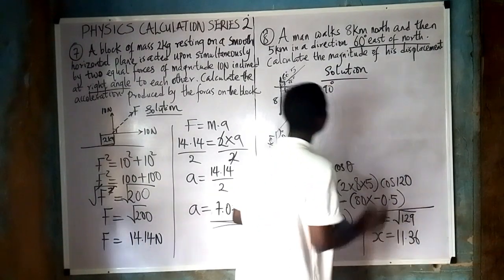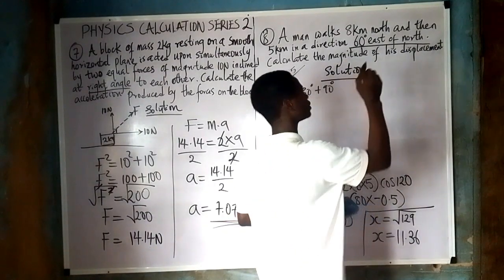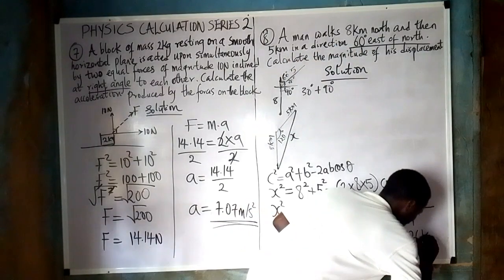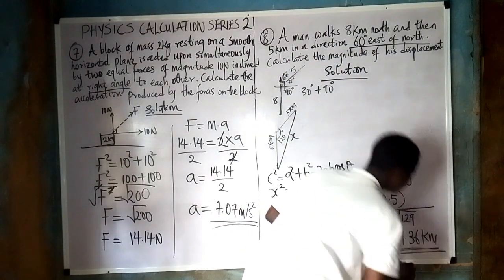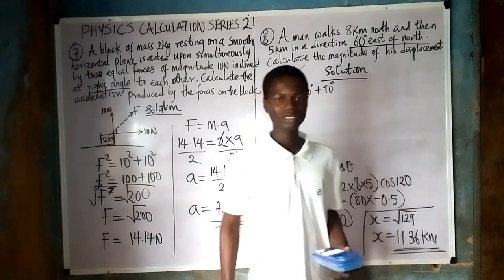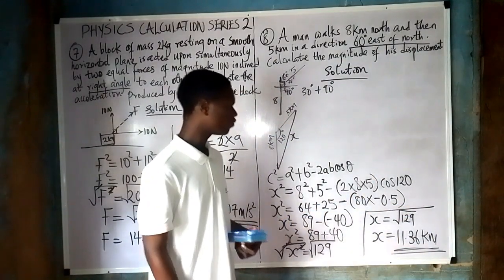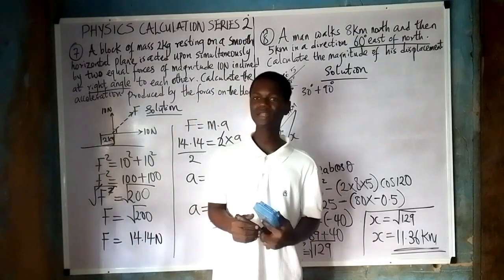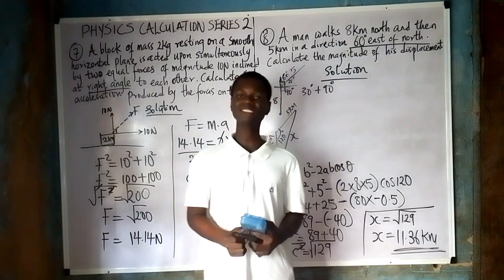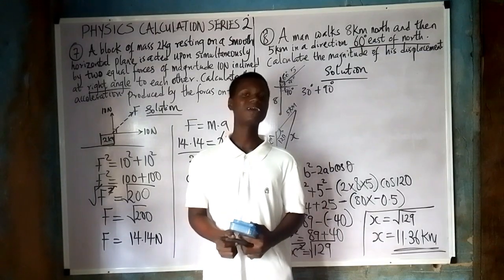And because the unit for distance or displacement they were making use of was kilometer, I will add kilometer. And this is the magnitude of its displacement. So I hope you clearly understand how these questions on the board were solved. Now, we'll be getting to question number 9.